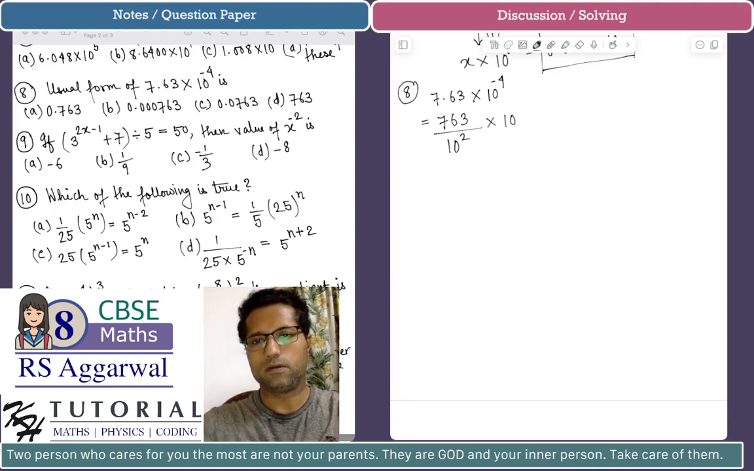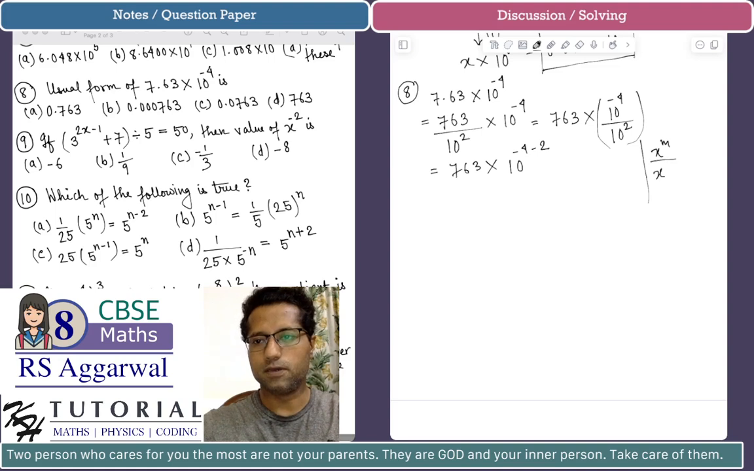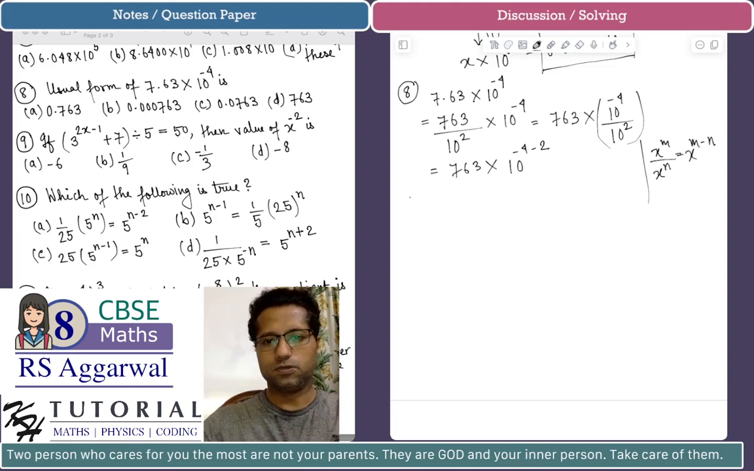Now I have this multiplied by 10 to the power minus 4. Now I will merge the two exponential terms with the base 10, that is 10 to the power minus 4 divided by 10 square. This is equal to 763 multiplied by 10 to the power minus 4 minus 2. The concept applied is x to the power m divided by x to the power n is equal to x to the power m minus n. So this is equal to 763 multiplied by 10 to the power minus 6.